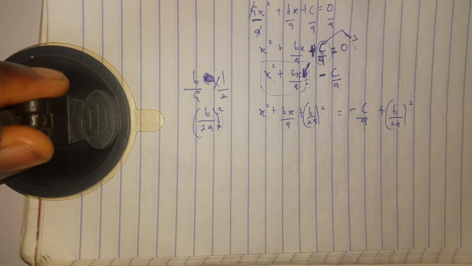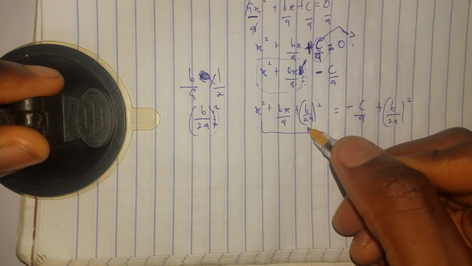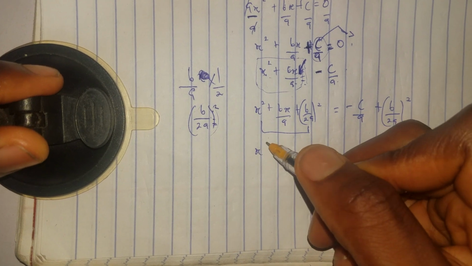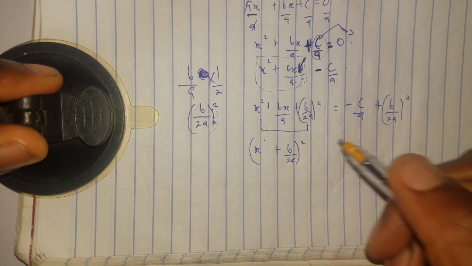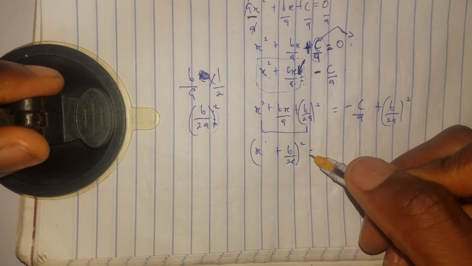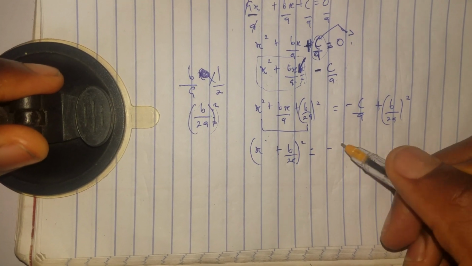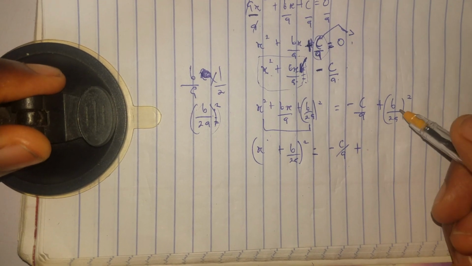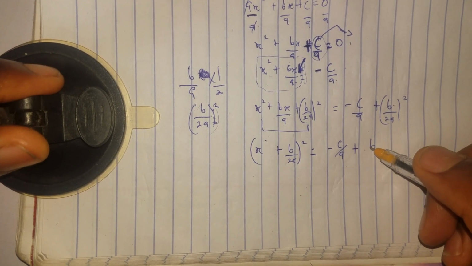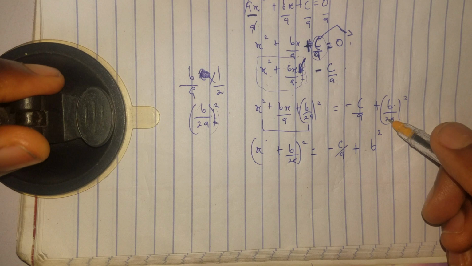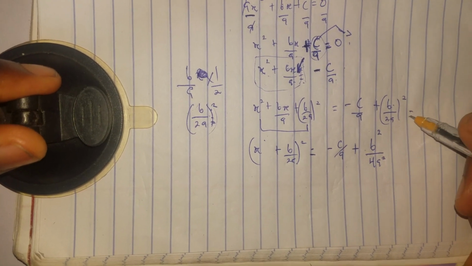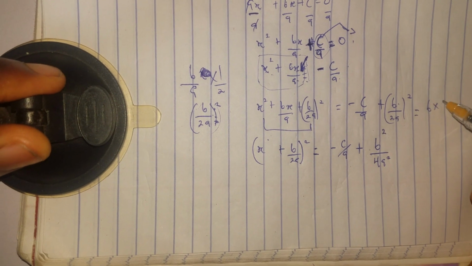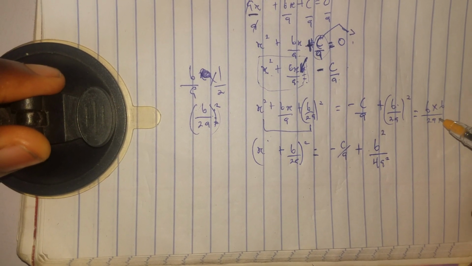Okay, now when we factorize this, we have x plus b over 2a all squared. It's a perfect square equation. Now it is equal to minus c over a plus, when we square this, b times b is what? b squared. 2a times 2a is what? 4a squared. Like you have this is equal to b times b over 2a times 2a.